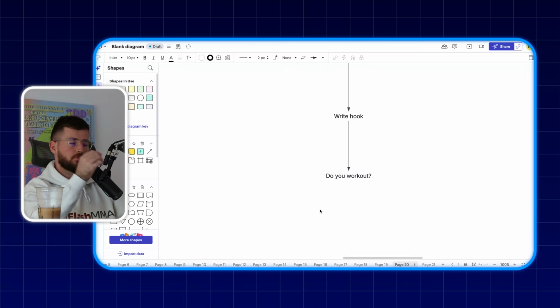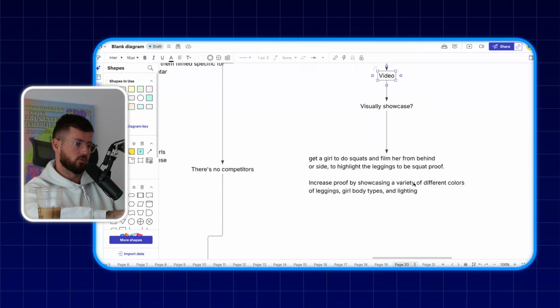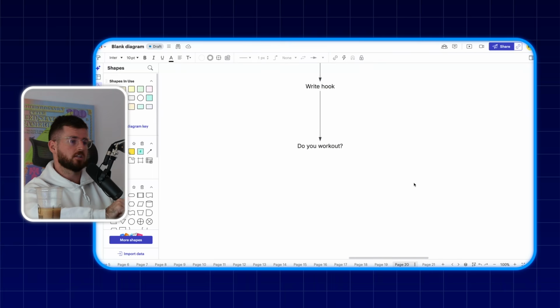And then from here, it's like, what am I trying to visually showcase to someone? And that's where it's going to go back to this. Okay, do we do a photo or a video? Obviously, a video works way better for the squat proof test. Once you understand whether you need to do a photo or a video, then that will dictate whether I write the rest of the script, right? Which is like, do you work out?